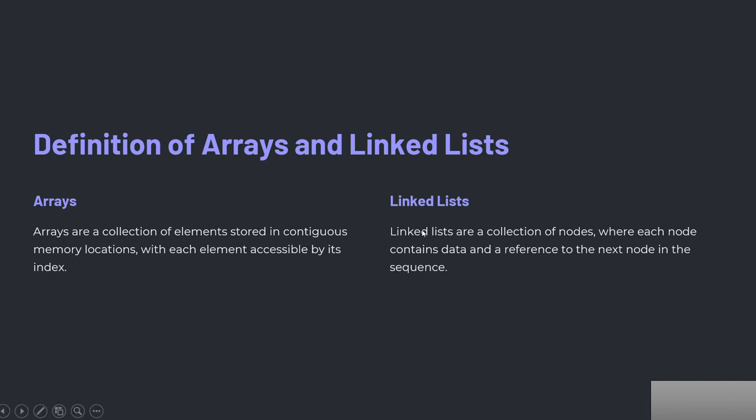While linked lists are a collection of nodes where each node contains data and a reference to the next node in the sequence. In a linked list, there is basically a block which contains the data and the address to the next node, which is in the order of that linked list.